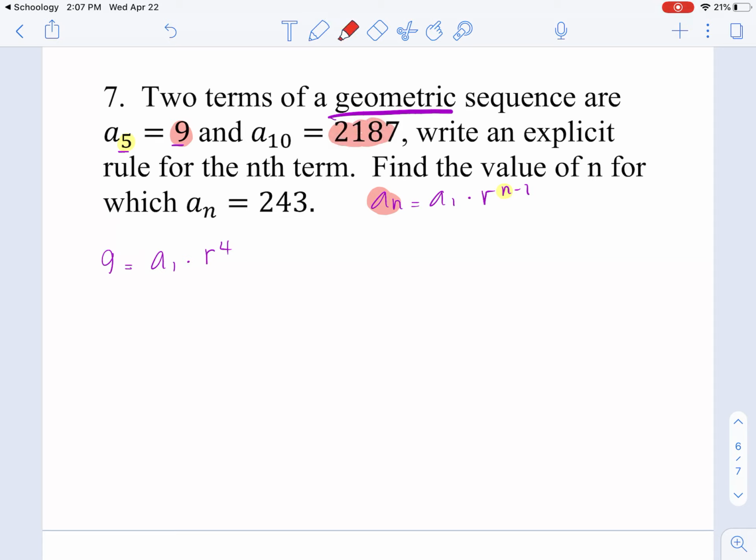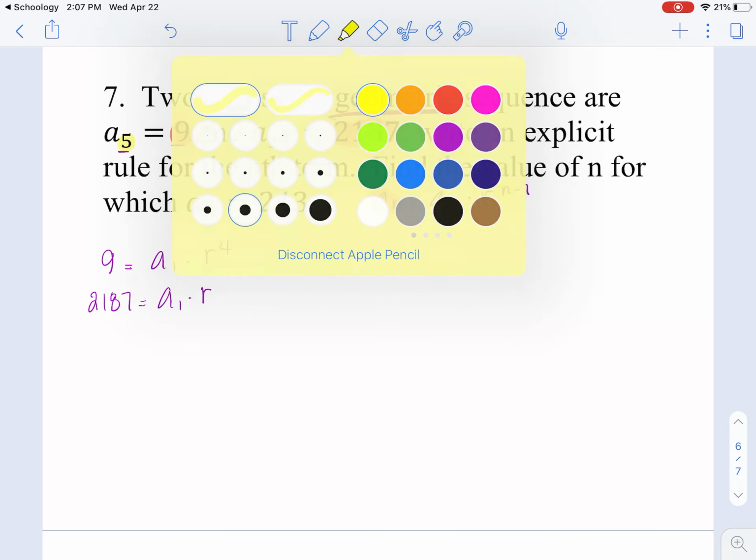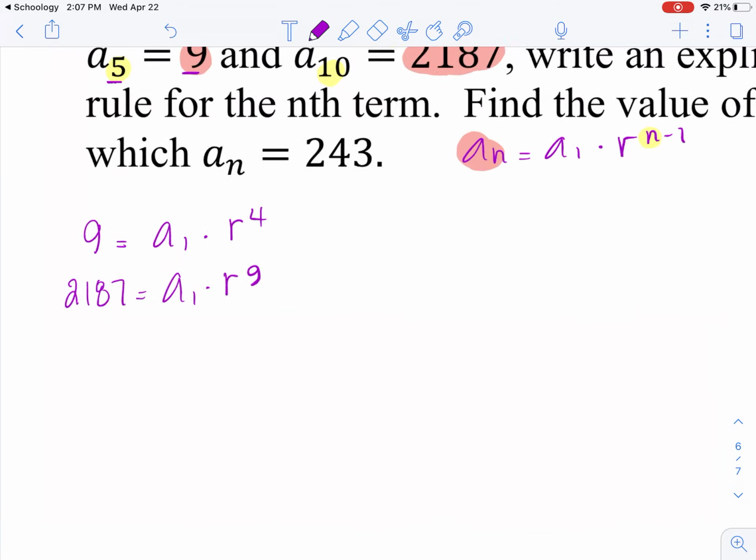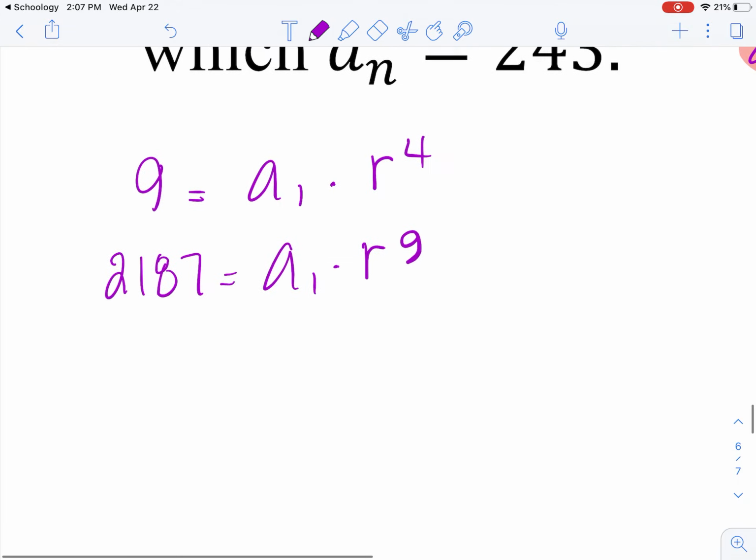All right, for my second equation, I'm going to do the same thing. I'm going to say this is my output. So 2187 is equal to a sub 1 times r to the, and then once again, this is my input here, 10. So 10 minus 1 power, which is 9. So I'm just going to write 9 instead of writing 10 minus 1. All right, so now I need to solve this system.